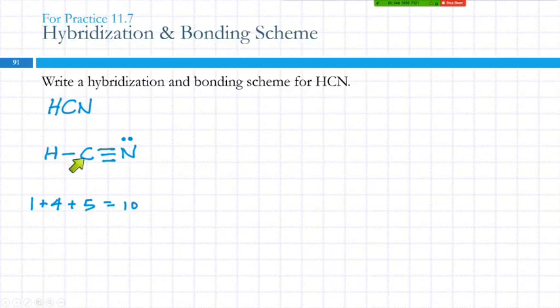I'm going to look at the central atom and ask myself, how many electron groups? Remember, a group can be a lone pair, a single bond, a double bond, or a triple bond. Each of those is just 1 group. So this has 2 groups, the single bond and the triple bond. So 2 groups means I'm going to use sp hybridization because I need 2 hybrid orbitals.